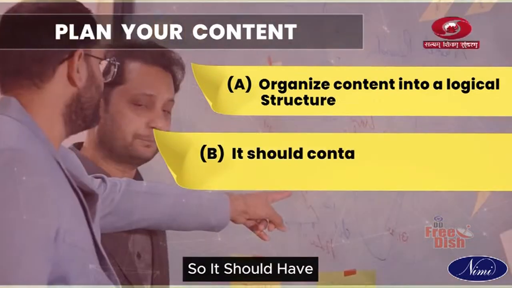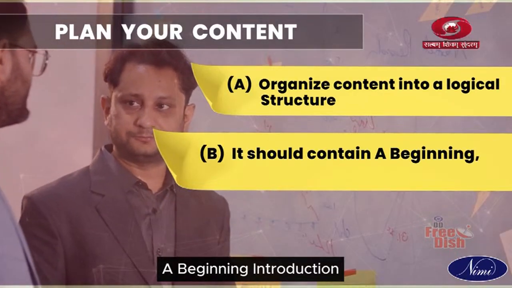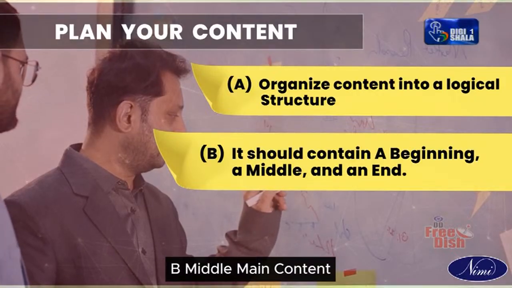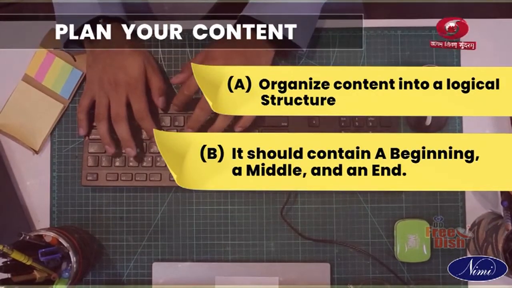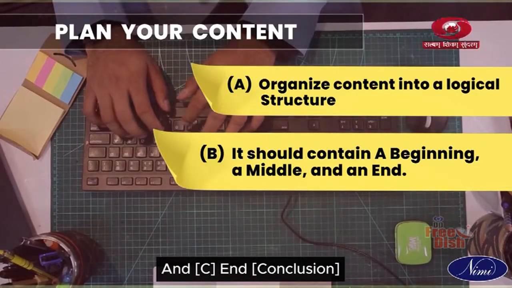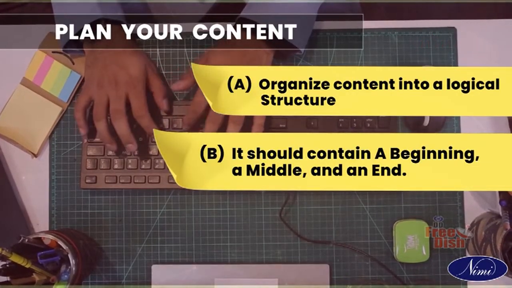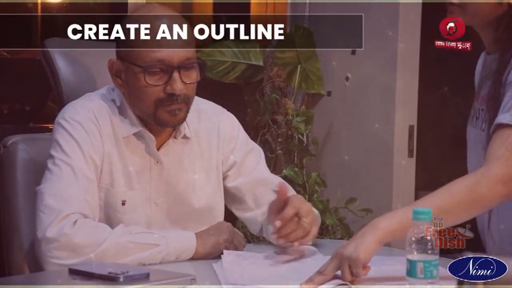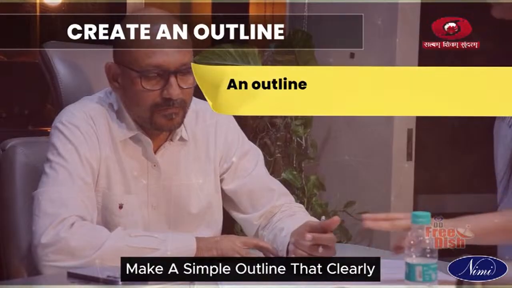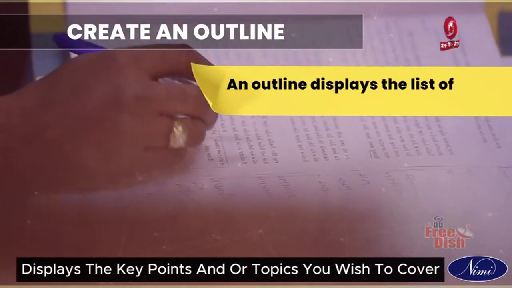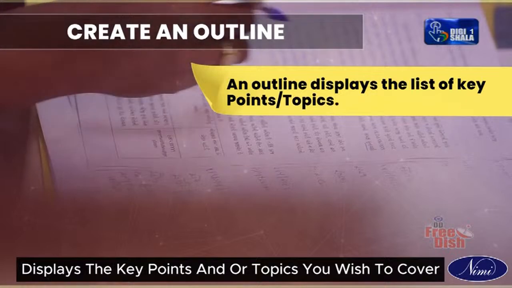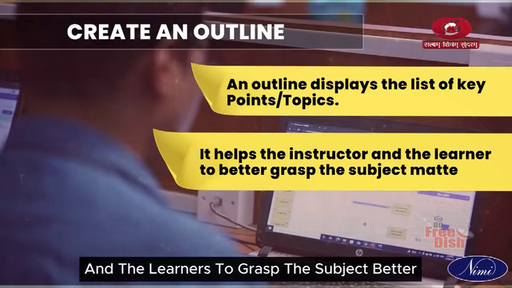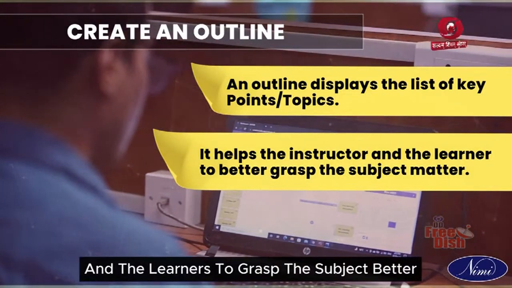It should have A. A beginning, introduction. B. Middle, main content. And C. End, conclusion. 3. Create an outline. Make a simple outline that clearly displays the key points and/or topics you wish to cover. This will guide you and the learners to grasp the subject better.